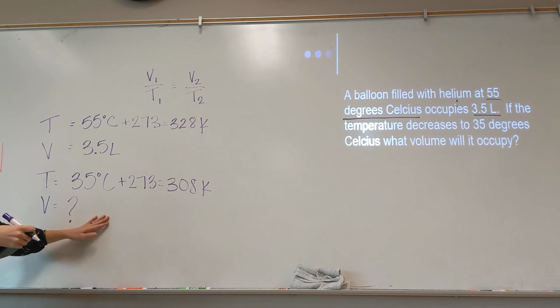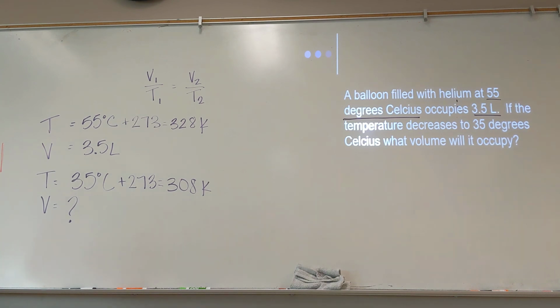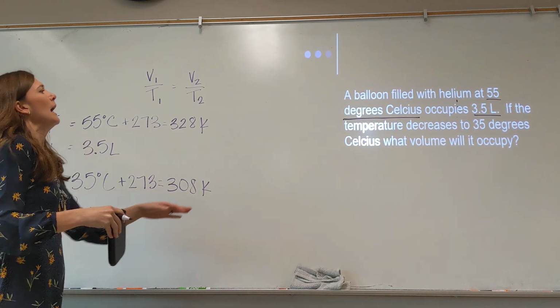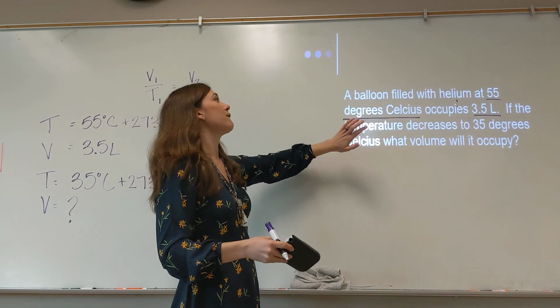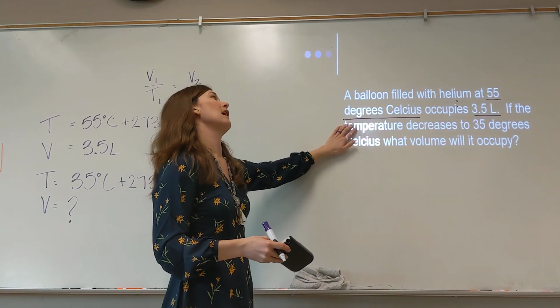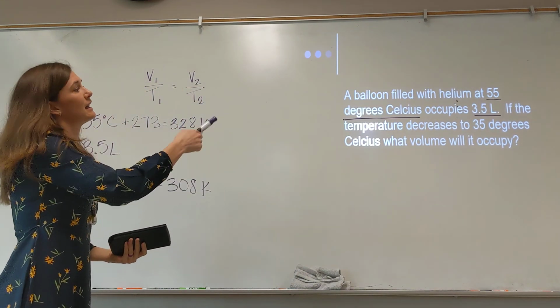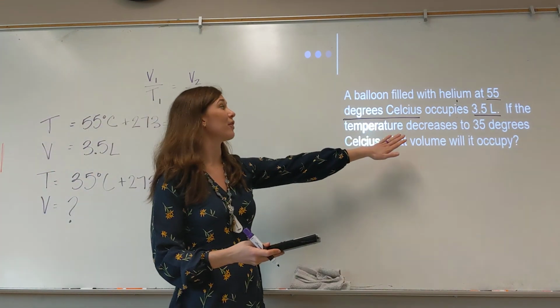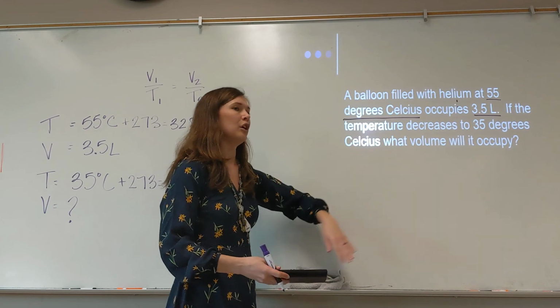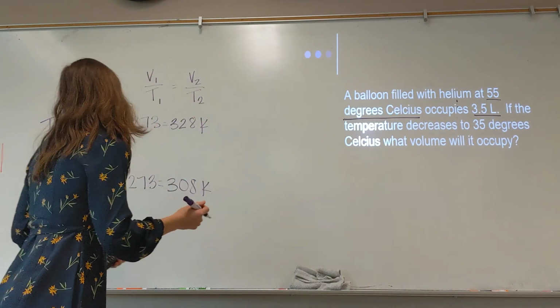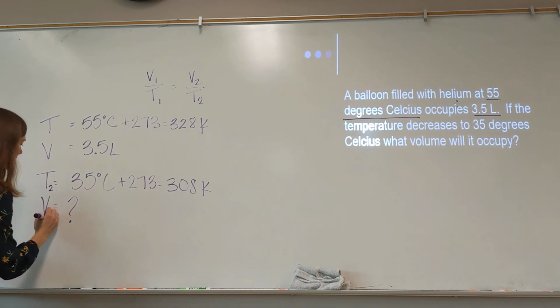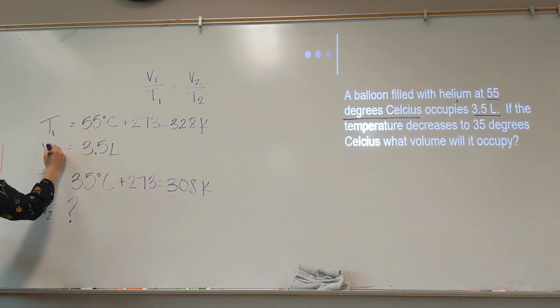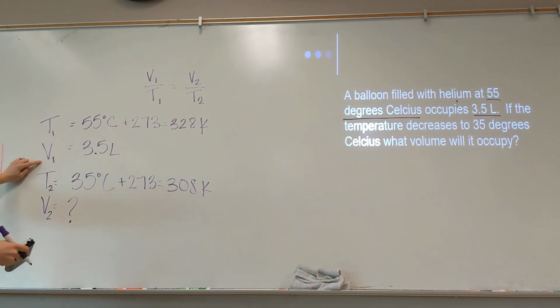Alright, we're solving for volume. And I didn't do this at the beginning. We should have made sure that we have volume 1 and volume 2 set up. As the problem reads, it says a balloon filled with helium at 55 degrees Celsius occupies 3.5 liters. And then it says the temperature decreases. So that's what it's going to be changing to. And it wants to know at that 35 degrees that it's changing to, so that final temperature, what volume will it occupy? So that's going to be my T2 and my V2. This initial temperature and volume are my T1 and my V1.